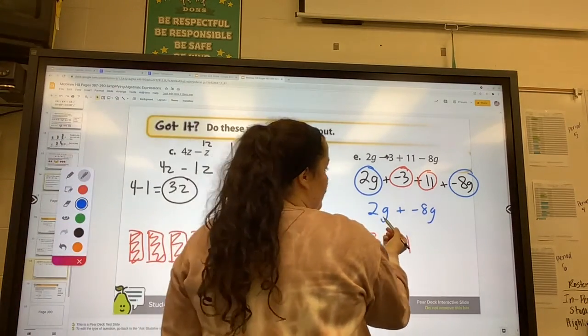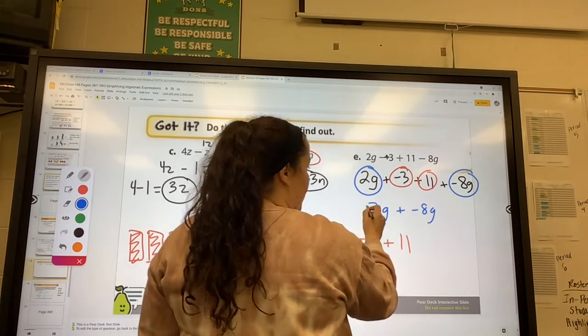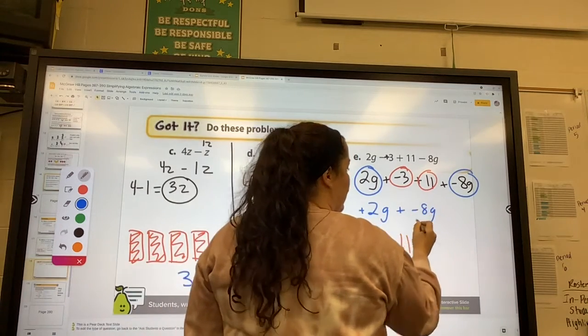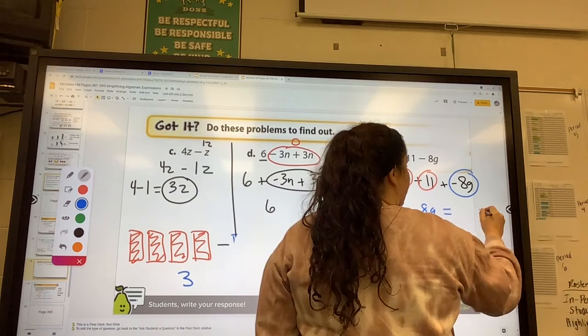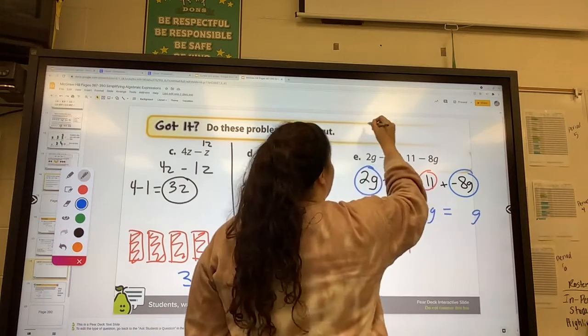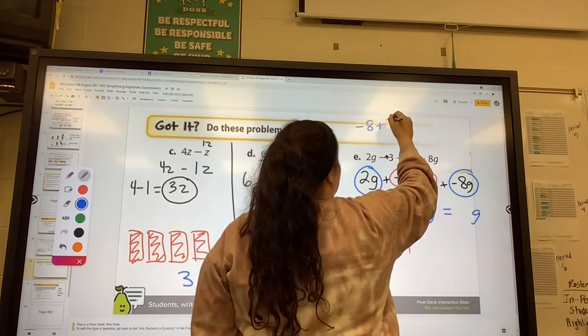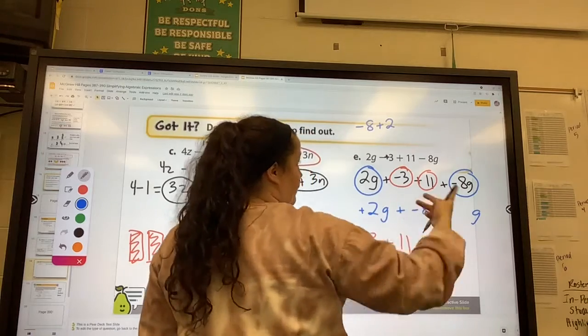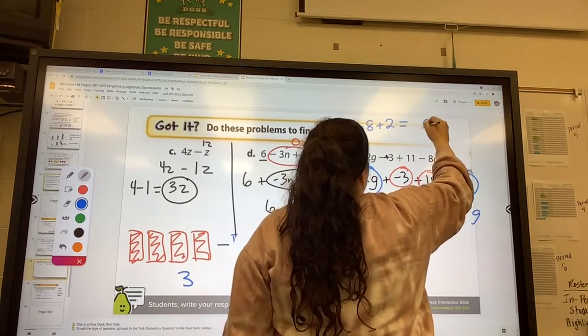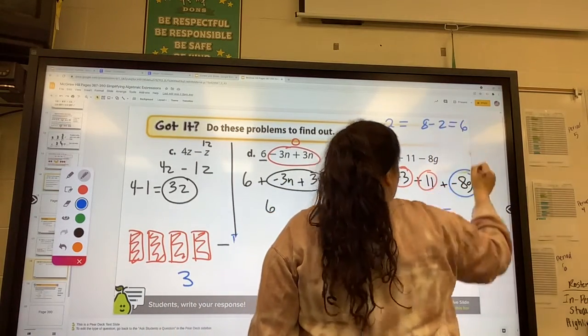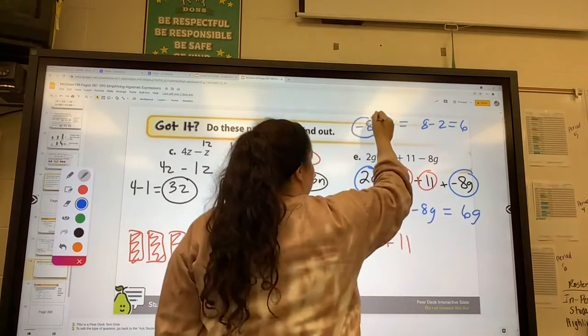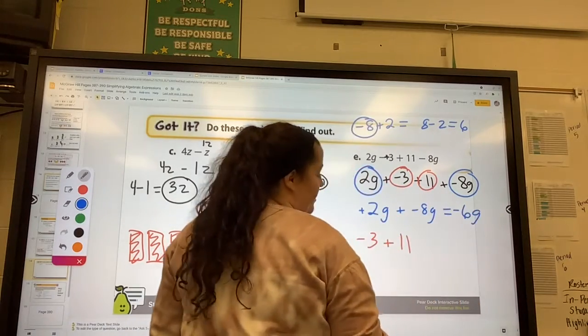But 2g plus a negative 8g, that's a positive 2 plus a negative 8. The g stays, so all you have to do is deal with negative 8 plus 2, or negative 2 plus 8. You can flip them, right? Which would be 8 minus 2, which is 6. And since 8 is bigger, it's negative 6g.